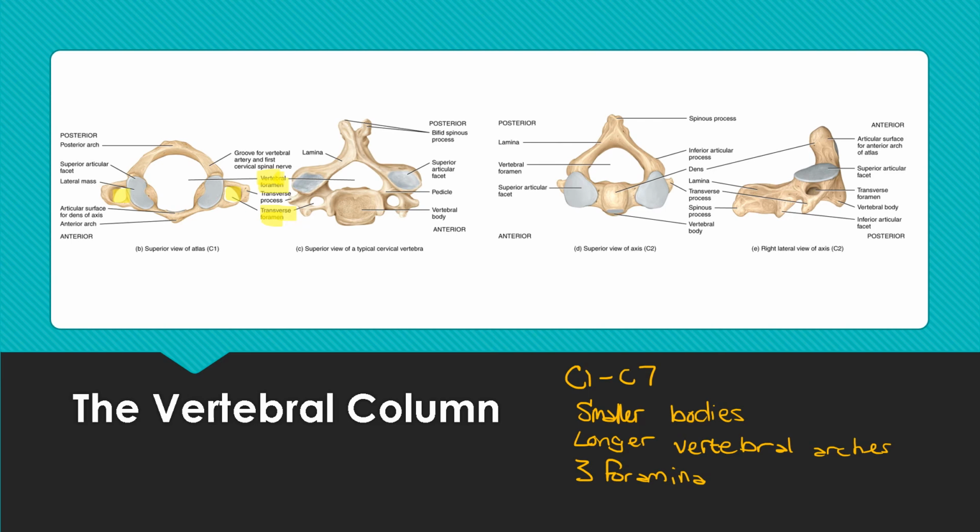Now the spinous processes of C2 to C6 are going to be bifid. So bifid, we can actually see it here on this cervical vertebra. Bifid means that the spinous process branches into 2 small projections at the tips.